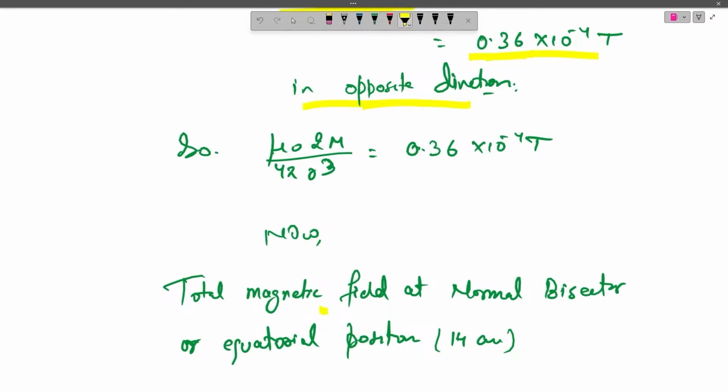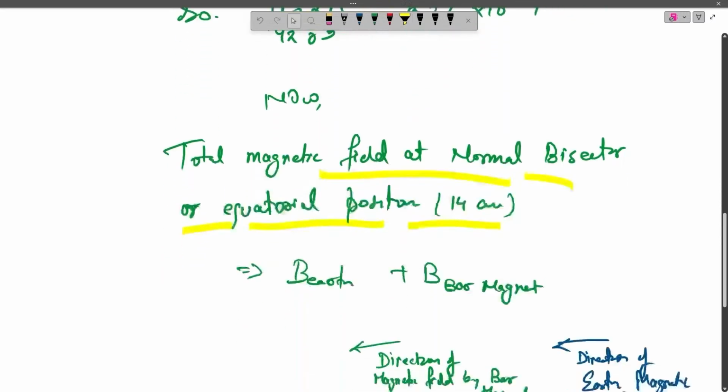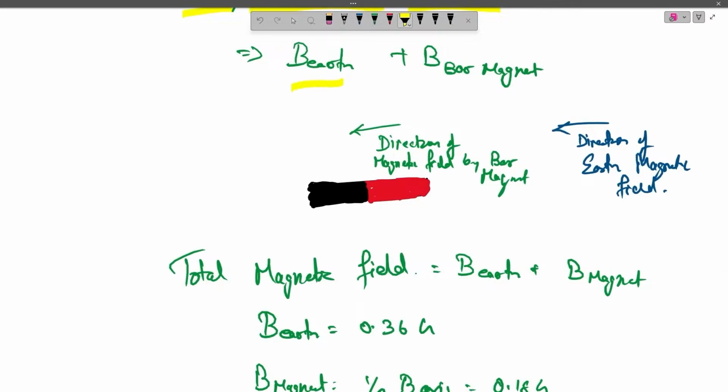Now total magnetic field at the normal bisector or the equatorial position at 14 cm is given by the magnetic field due to the Earth plus the magnetic field due to the bar magnet. At the equatorial position, the direction of magnetic field by the bar magnet will be equal to the direction of magnetic field by the Earth, so they both will add up. Now the total magnetic field would be contributed by that of the Earth and the magnetic field by the magnet.